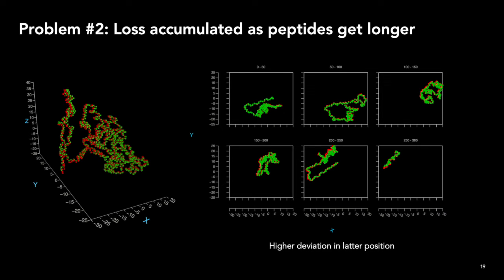Another problem happens in the reconstruction of the 3D coordinates from the internal angles, and the problem was that the loss accumulated as the peptides get longer. As you can see here, the left side shows the original coordinates, colored green, and the reconstructed coordinates colored red. We divided the reconstructed coordinates into 6 panels, and as you can see here, the deviations get higher in later positions.